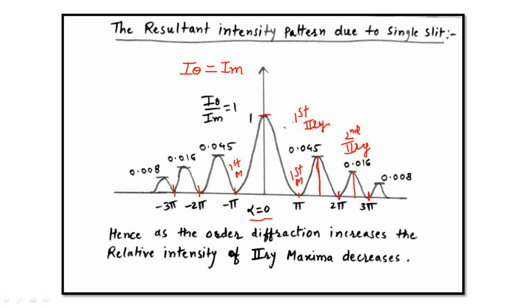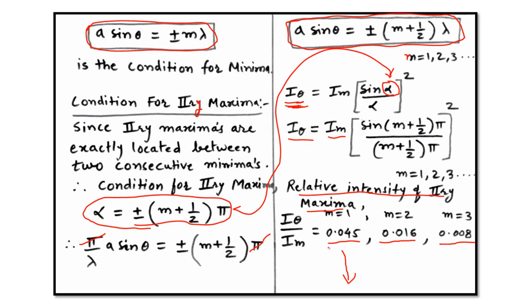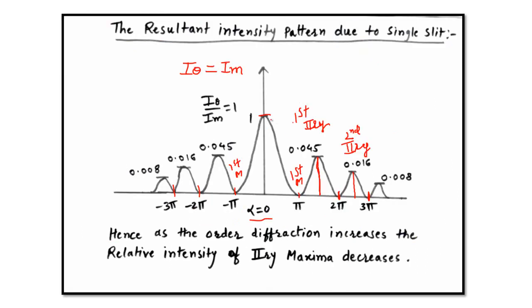And further we have seen what is the relative intensity for such secondary maxima. For m is equal to 1, this relative intensity is 0.045. For m is equal to 2, it is 0.016, and for m is equal to 3, it is 0.008. And therefore the relative intensity of secondary maxima decreases as the order of diffraction keeps on increasing. Hence, as the order of diffraction increases, relative intensity of secondary maxima decreases in Fraunhofer diffraction due to single slit. So this is the resultant intensity pattern due to Fraunhofer diffraction in case of single slit.